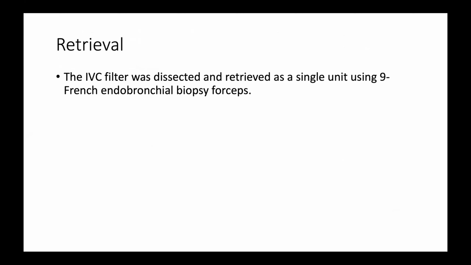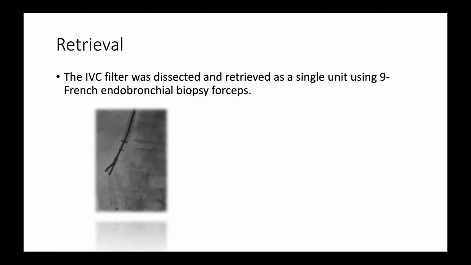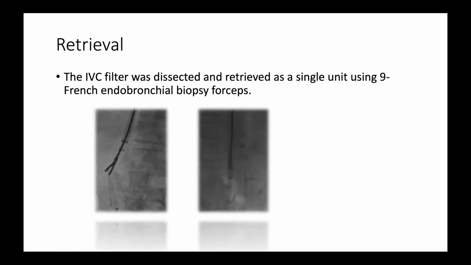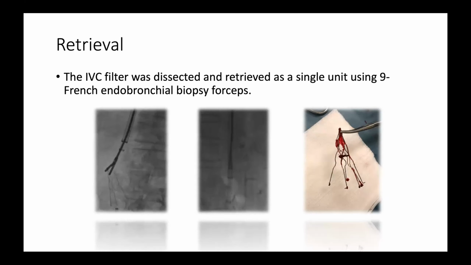So, moving to the fun part of this, now going to the IVC filter retrieval part. Now that we have the access, we were able to dissect the struts and retrieve it as a single unit using a 9 French endobronchial biopsy forceps. You can see we were able to get the tilted apex and get it all in one piece.